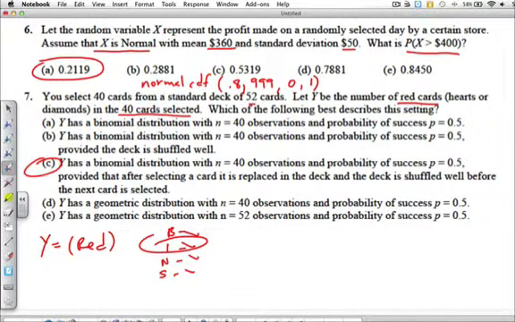So the best answer choice here is Y is a binomial distribution with n equal 40, probability of success 0.5, provided that after we select the card, it's put back in the deck and shuffled again before the next card is selected. So this is the replacement that we were looking for, those independent trials. This is why it can't be just A or just B. We wouldn't really have independent trials without that replacement. It's not geometric because I'm not looking for the first success.